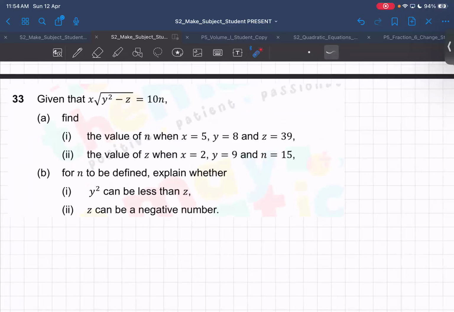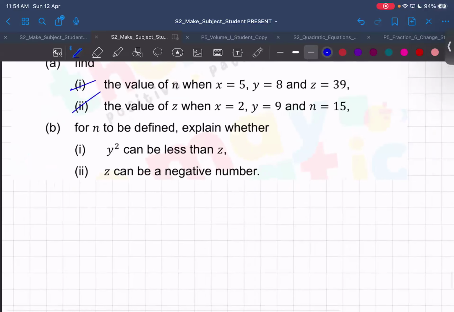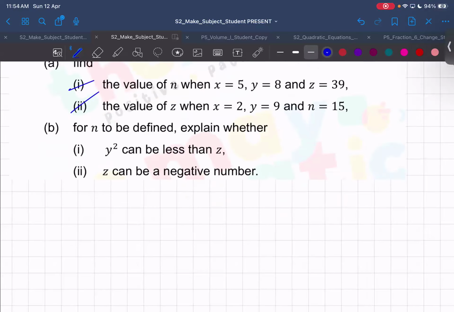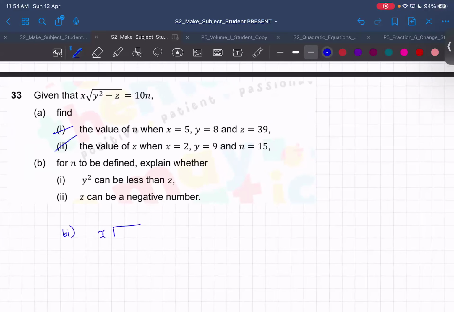Okay, let me see. Question 33, this one I skip. Then part b(i), yeah, part b(i) is the explanation really. We are given x equals the square root of y squared minus z equals 10n. Then we want to require the y. We are seeing whether n exists when y squared is less than z.